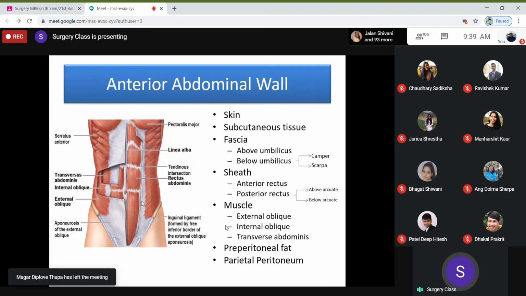So when you open the abdomen, first you will see the skin, then the tissue, then the fascia, above the umbilicus and below the umbilicus. There are Camper's and Scarpa's fascia, the deep fascias. Then there's the anterior sheath and posterior sheath, then the external oblique muscle, internal oblique and transversus muscles, then the preperitoneal fat and parietal peritoneum. I'll show this in a picture.